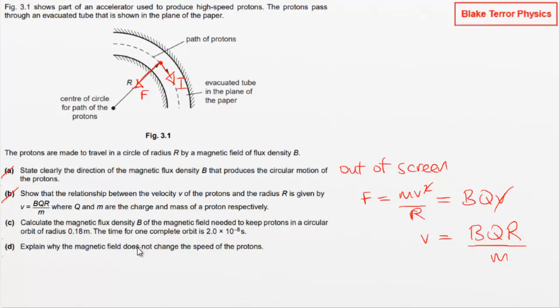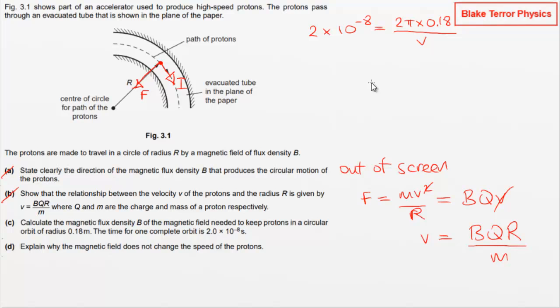Part C: calculate the magnetic flux density B of the magnetic field needed to keep protons in a circular orbit of radius 0.18 meters, so 18 centimeters. Time for one complete orbit is 2 times 10 to the minus 8 seconds. So that's going to give us the v. The time to complete one orbit must be the distance divided by the velocity. So 2 times pi times r, that's the distance in one orbit, divided by the velocity.